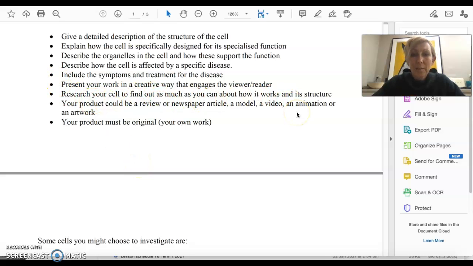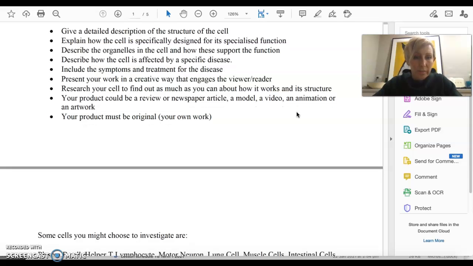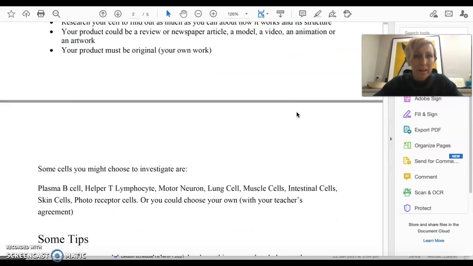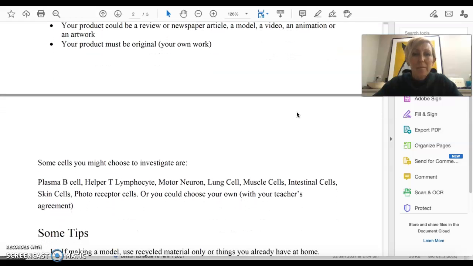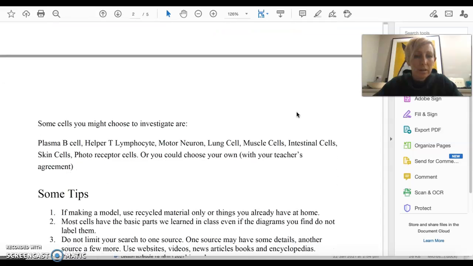Find out as much as you can about the cell, how it works, its structure. You can write an information report. You can make that a newspaper article, so a little bit more sensational with different sized text and images and diagrams. You can make a model, a video, an animation, or an artwork to communicate your ideas. I quite like that idea, actually. And some of you seem to be very capable artists. This needs to be original. This needs to be your own work.